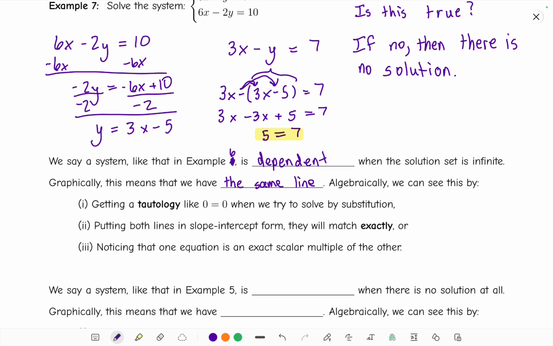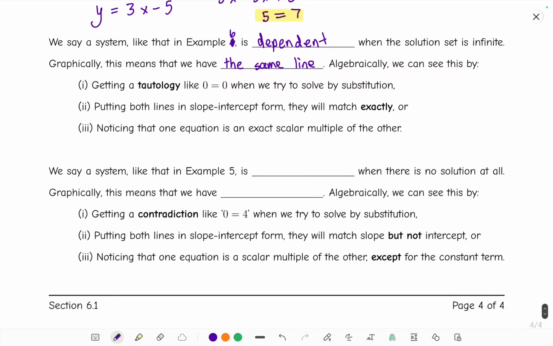You can also see it if you put them both in slope-intercept form first. Then if they match exactly, then it's also dependent. Or noticing that one equation is an exact scalar multiple of the other. This one works, but takes a little bit of ingenuity to get that one. So here, I gave the definition of what dependent is. If it's not this, then we call it independent. So when there's no solution or one solution, we say independent.